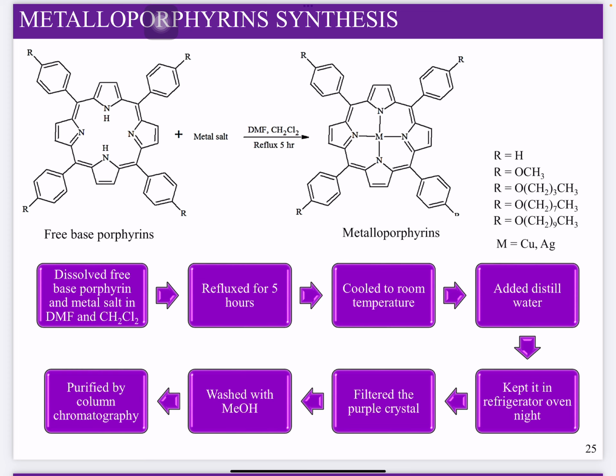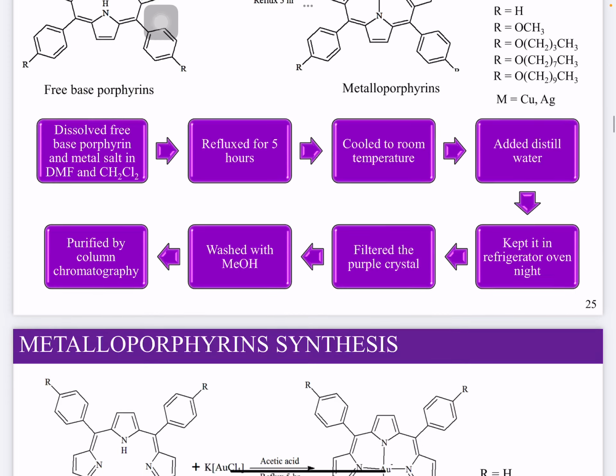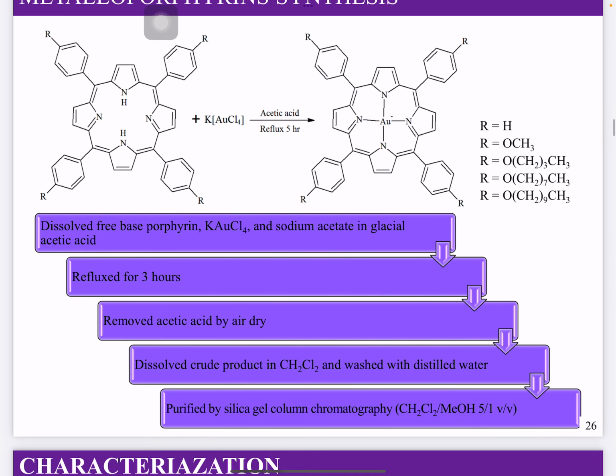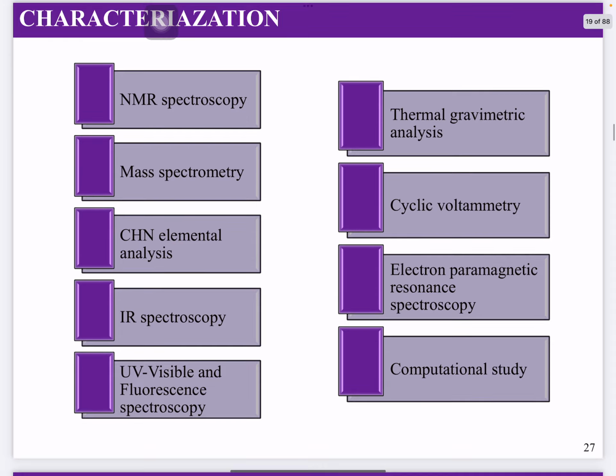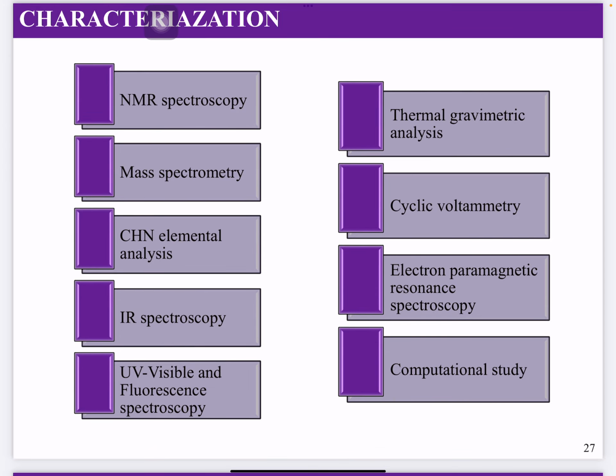So the metalloporphyrins were obtained as purple color with different shades, with different long chain porphyrin derivatives. However, for the gold, we use potassium chloroaurate in the presence of acetic acid, refluxing for 5 hours. We will replace the proton in the center by using gold 3+. All of the gold 3+ will be located inside the center of the porphyrin rings, and it was purified by chromatography. All of the synthesized complexes and also the free base porphyrins were analyzed by using various techniques.